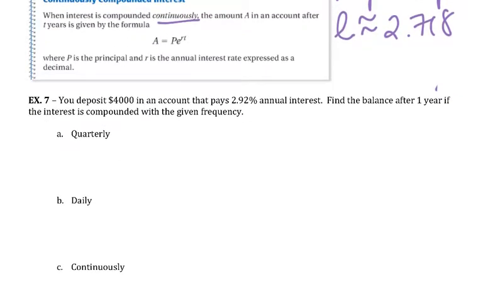So in example 7, you deposit $4,000 in an account that pays 2.92% annual interest. Find the balance after 1 year if the interest is compounded with the given frequency.